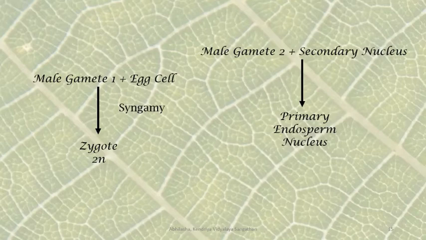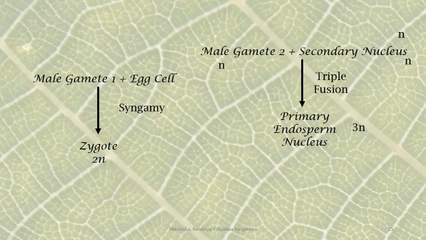Now here 3 nuclei are fusing. The 2 polar nuclei which fuse to form the secondary nucleus, which is already diploid, and the male gamete. So this is known as triple fusion. The ploidy level of the primary endosperm nucleus is therefore 3n. One set of chromosomes from the male gamete, one from one polar nucleus and one from the second polar nucleus. So 3 sets of chromosomes.